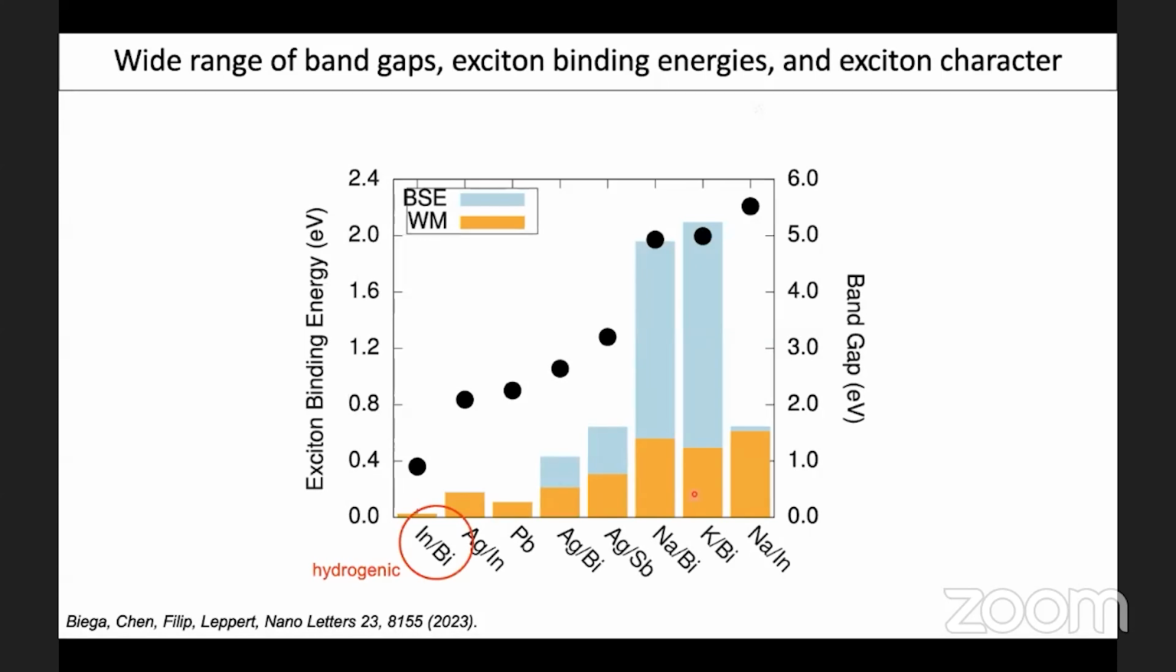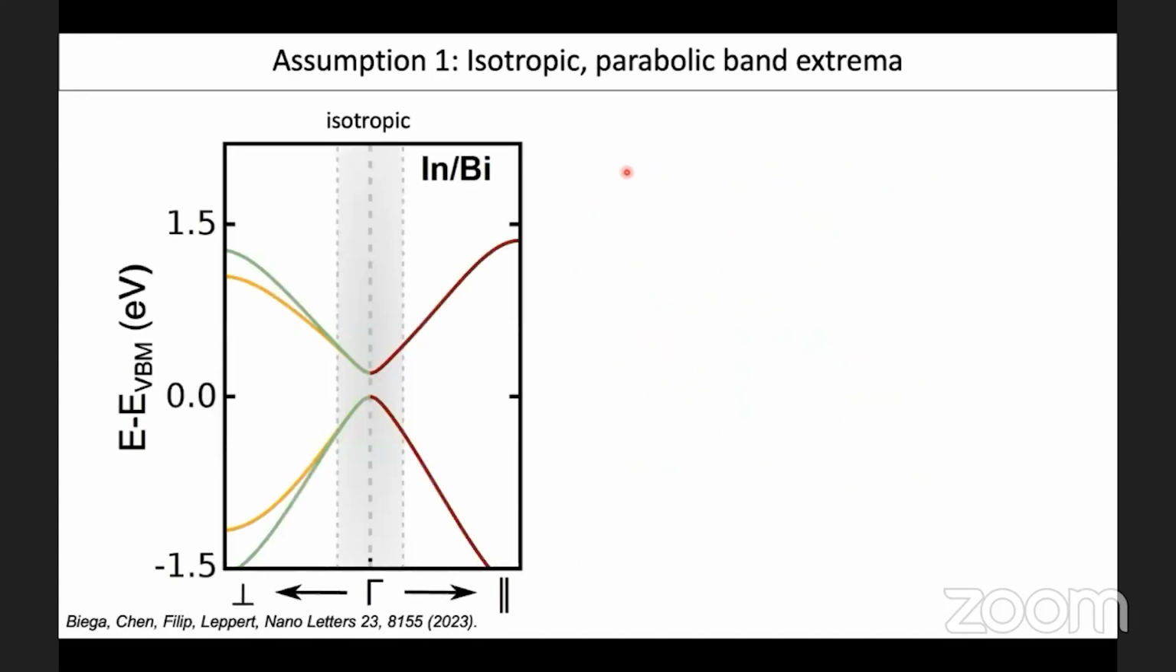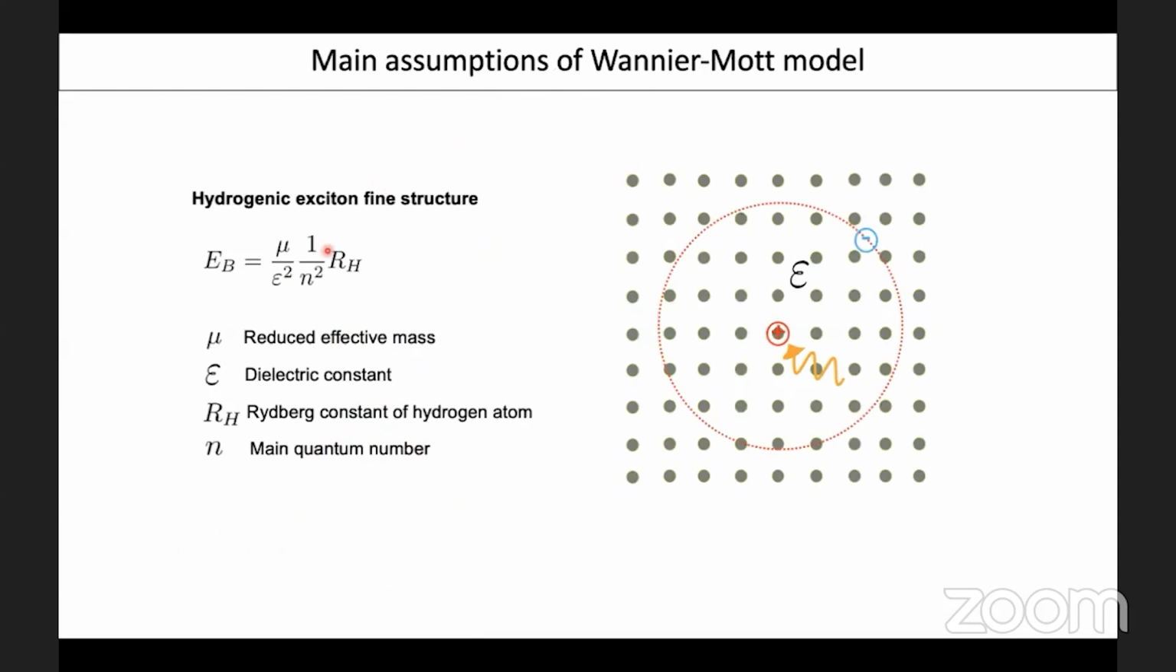And to answer this, I will pick out two examples that are kind of representative. For the hydrogenic case, this is one exciton that conforms to the Wannier-Mott model, indium bismuth. And here, the non-hydrogenic case, this is silver bismuth, which is also quite well studied experimentally. So to understand the specifics of these two cases, we basically have to question the two main assumptions of the Wannier-Mott model again. The first one is basically that we have isotropic and parabolic band extrema, so that we can, in this equation here, just replace them with an effective mass of the electron and hole.